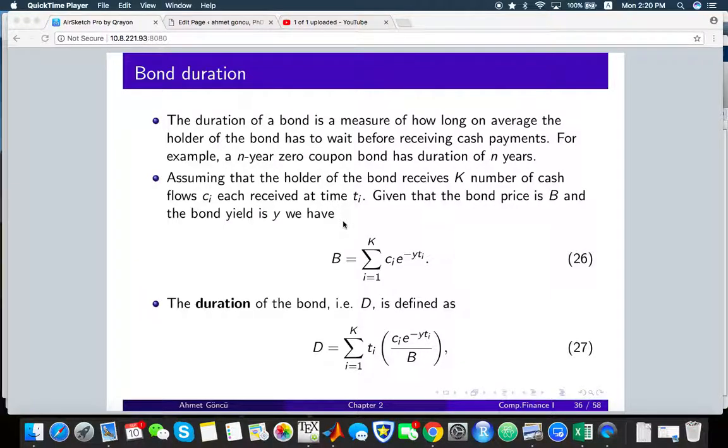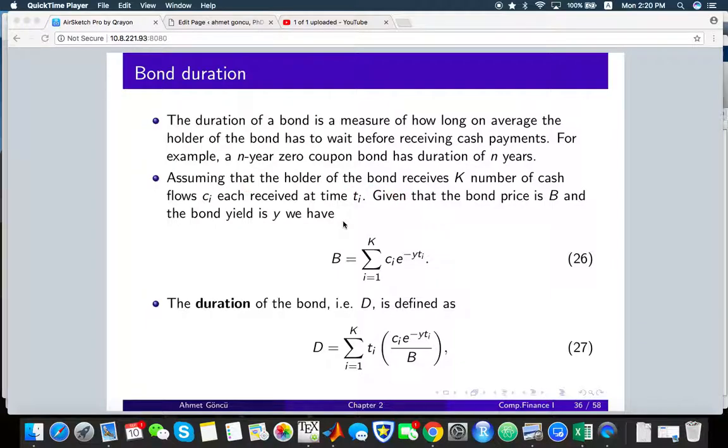So the bond duration is a measure of how long on average the holder of the bond has to wait before receiving cash payments. So if we think about an n-year zero coupon bond, the duration will be n years because there are no coupon payments before n years.